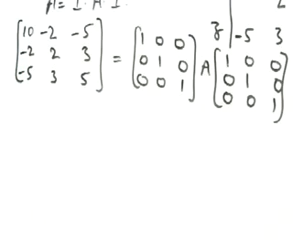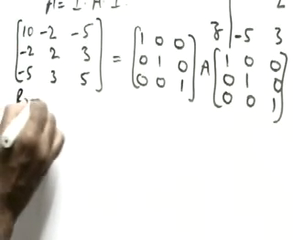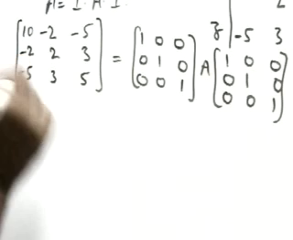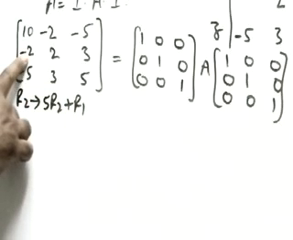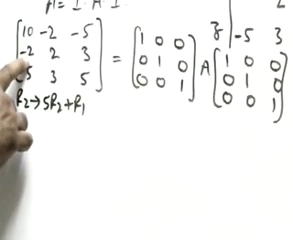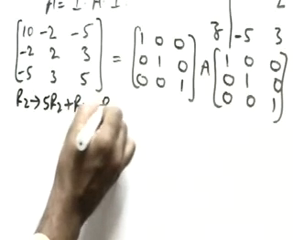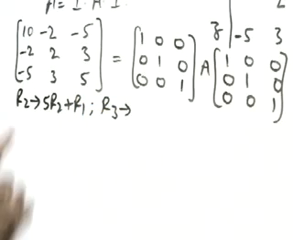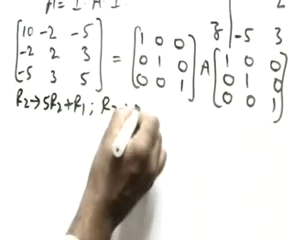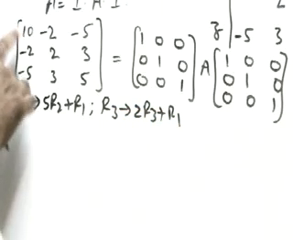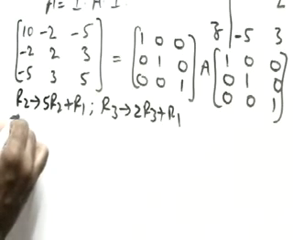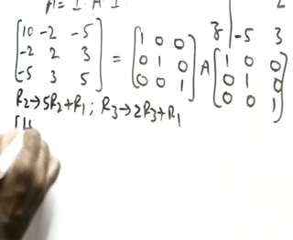In the first step, let me make these two zeros using 10. So I am changing like this. R2 implies multiply with 5: 5R2 plus R1. 5 2s are 10, minus 10 plus 10 will be 0. In the same way, R3 implies multiply with 2: 2R3 plus R1. 2 5s are 10, minus 10 plus 10 will become 0.